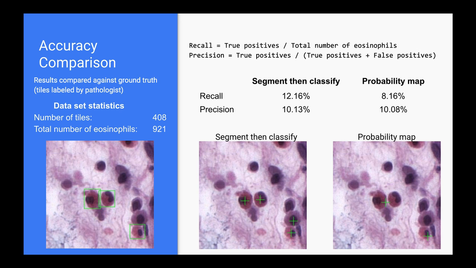So that's a pretty significant drawback to the probability map approach. And we'll see why on the next slide. There's a limitation that I talk about. But the precision of both approaches is pretty comparable. Precision is, of the things that we classify as eosinophil, how many of those were actually right?